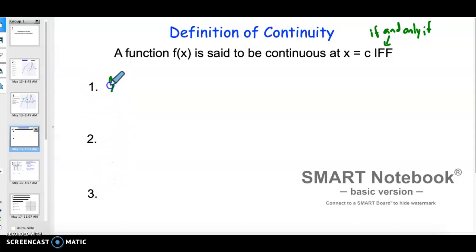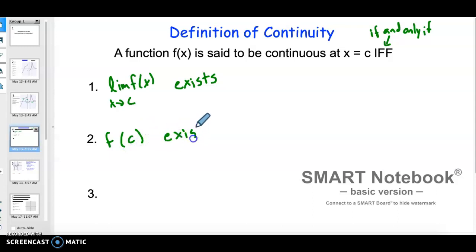The first thing that has to be true is the limit of f of x as x approaches c has to exist. Remember, that means the left side and the right side meet at the same spot. Number two is the function itself actually has to exist. What that means is there needs to be a solid dot, like f of 2 equals 5. That would be existing because there's a solid dot.